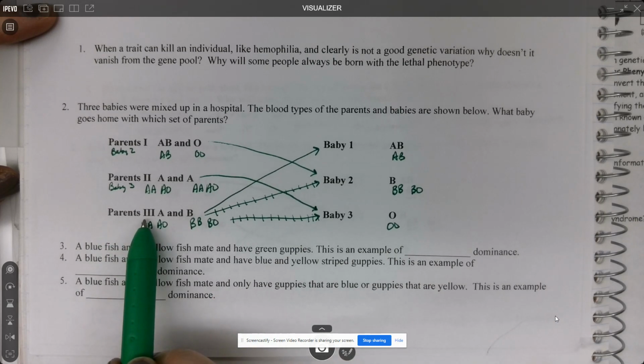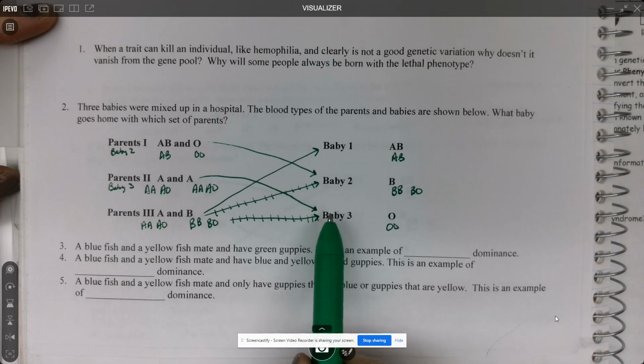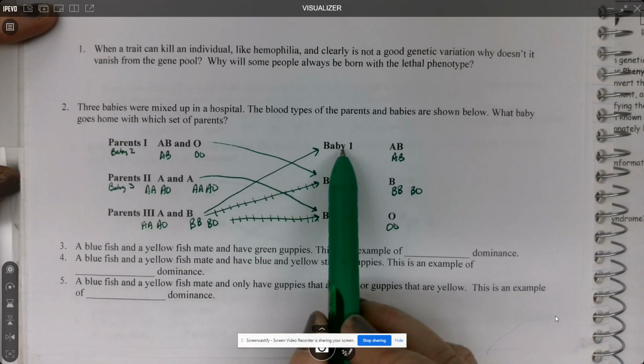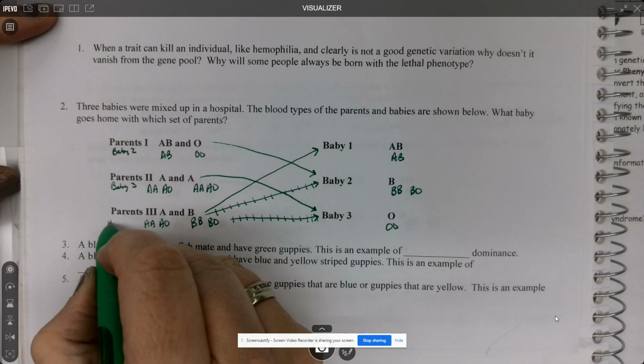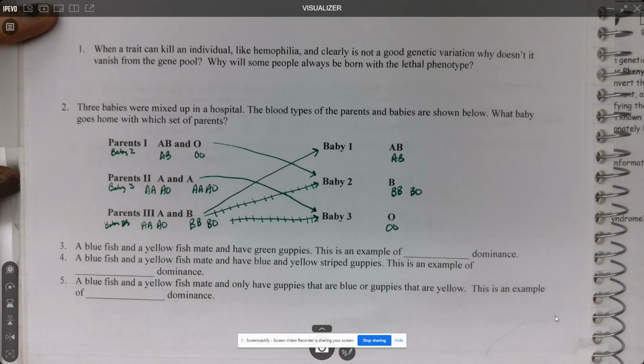And parent in group 3, they could make all 3 of these babies, but baby 2 and baby 3 have already found their parents. So their baby is baby 1. That is going to be baby AB. Done. So we have all of our babies matched up properly.